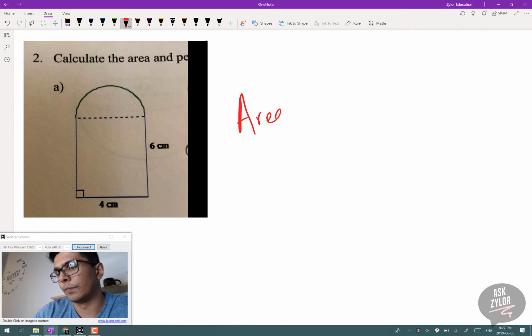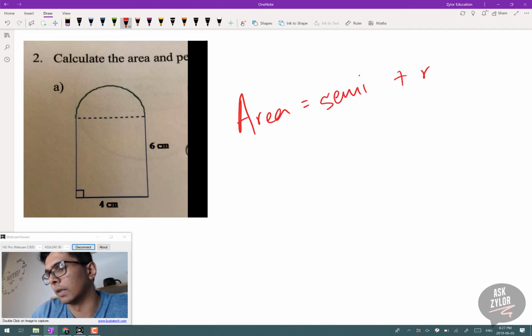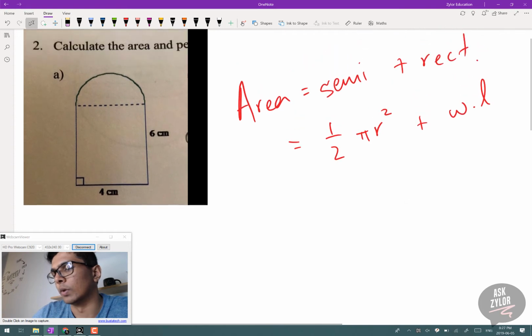So area would be the semicircle plus the rectangle, right? The semicircle would be half of pi r squared, plus the rectangle is just length times width. So what is my radius though? It's not evident, but we should see that the entire diameter is 4 centimeters. So to find the radius, we can just divide 4 by 2, so my radius ends up being 2 centimeters.